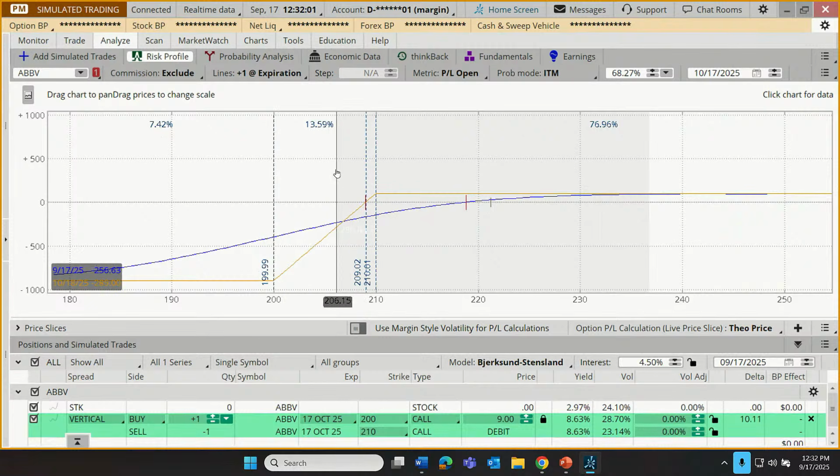So pretty powerful tool there. This is known as the risk profile tool. If you're not familiar with it, I've done videos on this tool in the past, very recently.